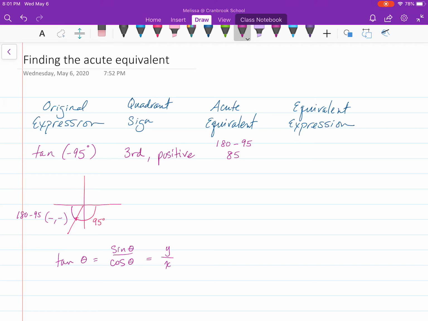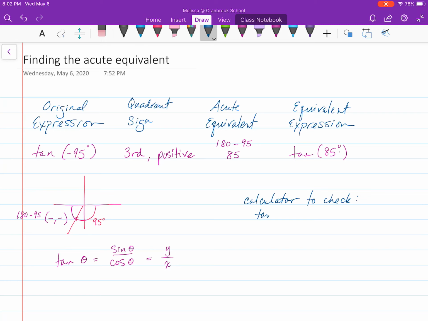And so therefore, since the acute equivalent angle is 85, and we know that the sign should be positive, then the equivalent expression will be tangent of 85 degrees. And you can easily verify if your mathematics is right, because you could turn to your calculator to check, making sure that you're in degree mode and not radian mode.